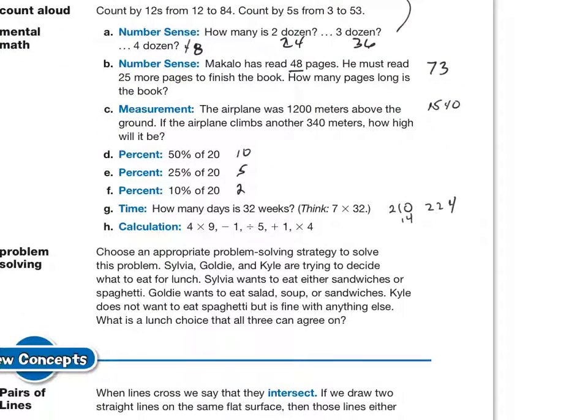And this one we're going to calculate. 4 times 9 is 36. I'm going to subtract 1, that's 35. I'm going to divide it by 5, that's 7. I'm going to add 1, that's 8, and multiply it by 4, and I'm back at 32. I messed up. Don't copy the example. It's 32.